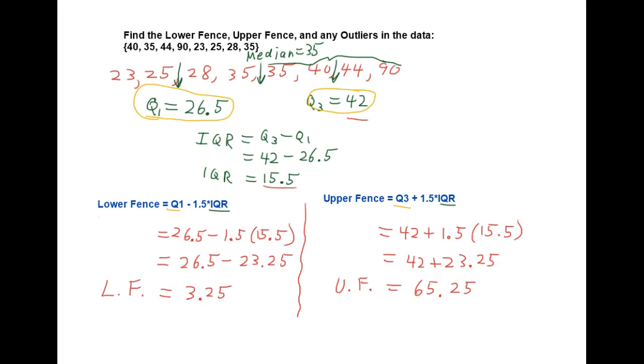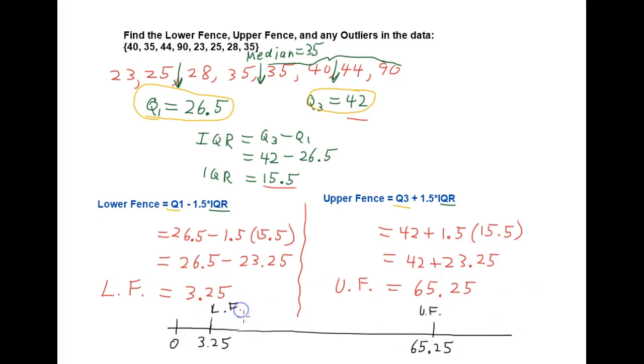So if you were to put this on a rough number line here, here's our number line, and I'll put 0 there. We've got 3.25 is our lower fence. And then we have up here 65.25 is our upper fence. Here, I'll label that lower fence. Do we have any numbers up here that lie either below 3.25 or above 65.25? Yeah, we do. So this 90 would be an outlier. So I'll put that up here.